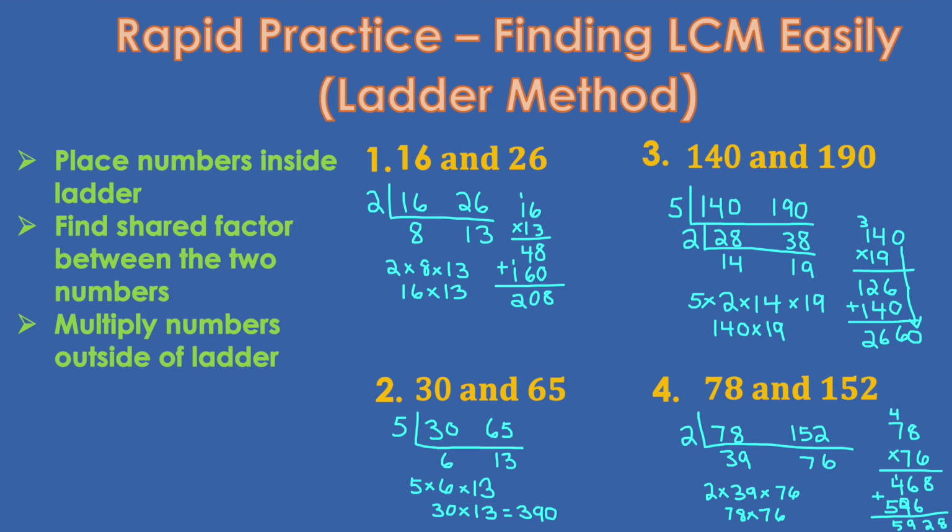So hopefully you were able to get 3 out of the 4 problems correct. If you didn't, it's okay, but it's more important to understand where you made a mistake. So I always suggest reviewing the instructional video on finding the LCM using the ladder method. After reviewing the video, then you can come back to this rapid practice and work out these problems again and see if you can get 3 out of 4 after watching the video.